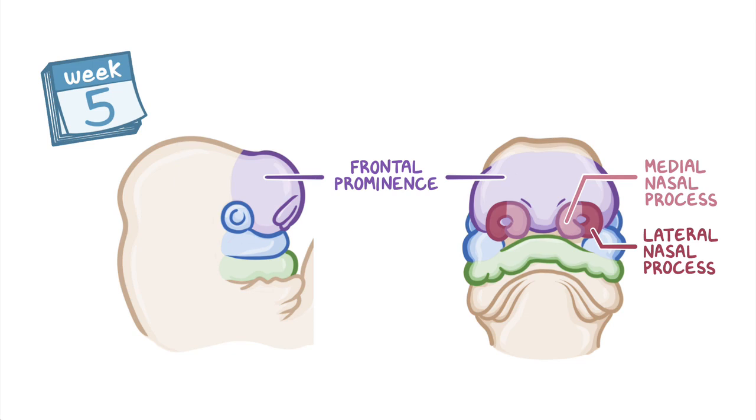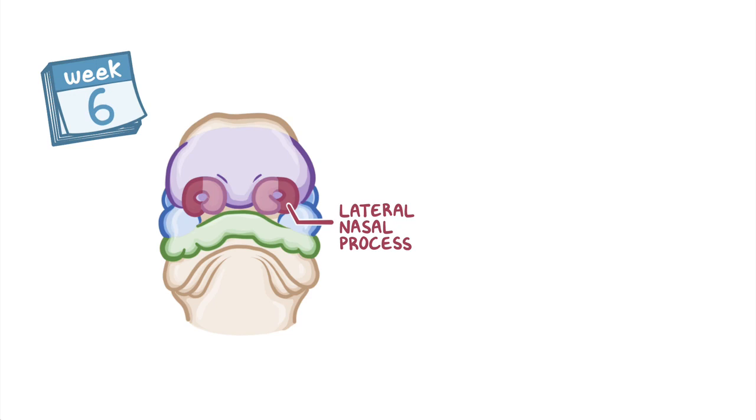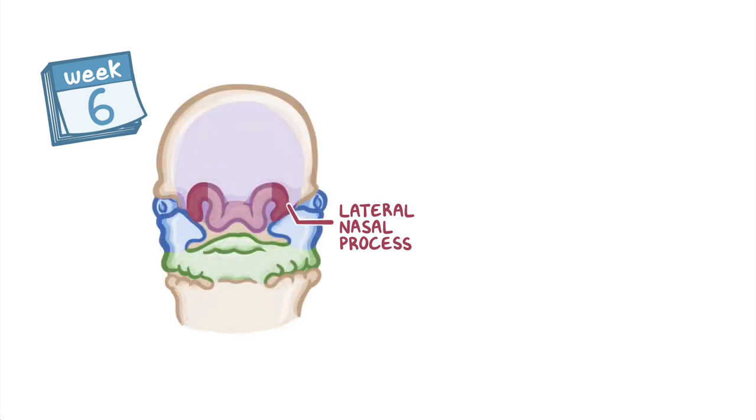The region of the frontal prominence where these changes take place and the nose will develop is called the frontonasal process. As the mesoderm proliferates, the nasal placodes appear to sink downwards to form nasal pits. The base of the nasal pits are lined by the oronasal membrane, which separates it from the primitive oral cavity.